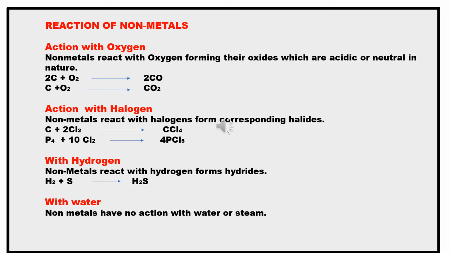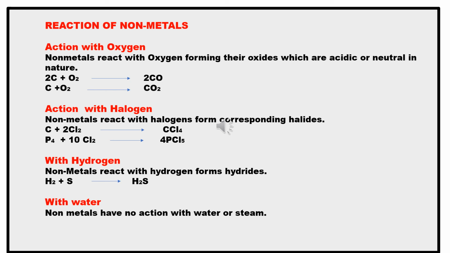Now, the second reaction, that is the action of non-metals with halogens. We have seen that metals, when they react with halogens, form their halides. Non-metals react with halogens and form corresponding halides. No difference. Just as metals react with the halogens to form halides, non-metals also react with the halogens to form their halides. For example, carbon, when it reacts with chlorine, forms carbon tetrachloride. You already know about carbon tetrachloride, which you have studied in the hydrocarbon chapter. You know how it is formed and what its molecular formula is.